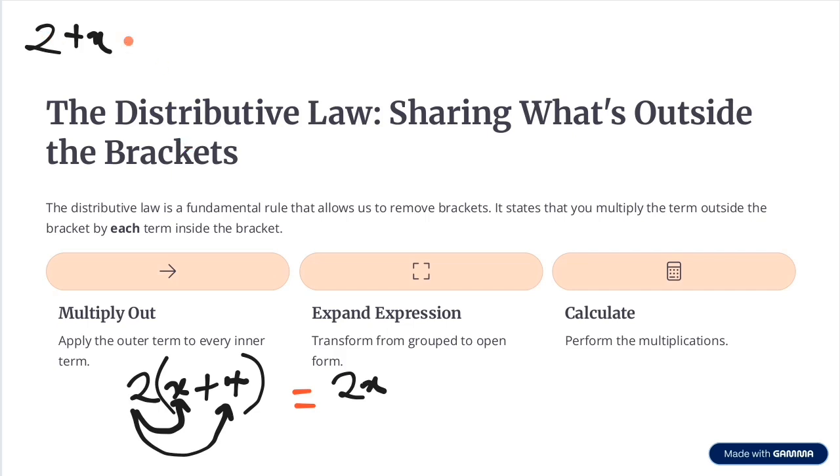Now look at this: 2 plus x. That's addition. 2 minus x, subtraction. 2 times x, multiplication. 2 divided by x, division. Now all of these are algebraic expressions. Look at 2 plus x, 2 minus x, 2 times x, 2 divided by x.